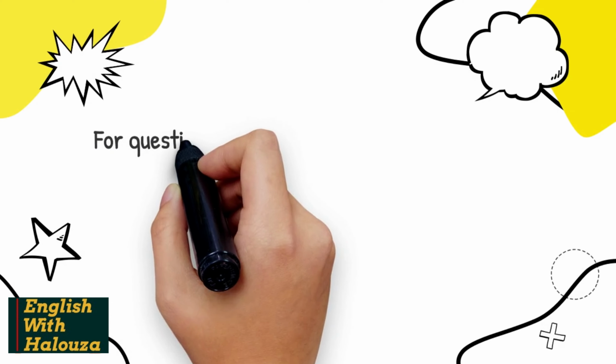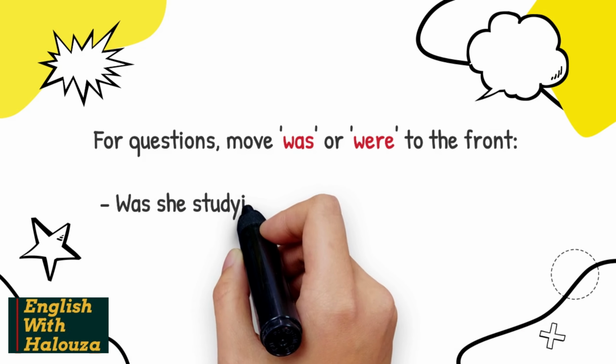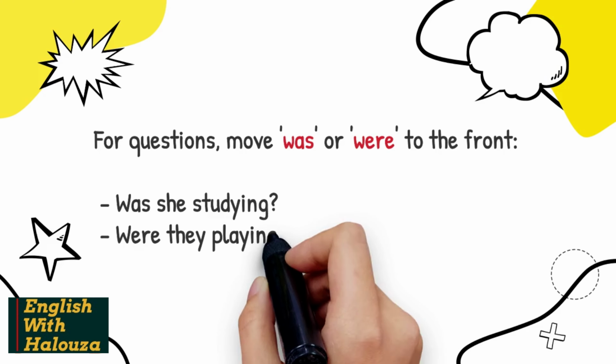For questions, move was or were to the front. For example, was she studying? Were they playing?